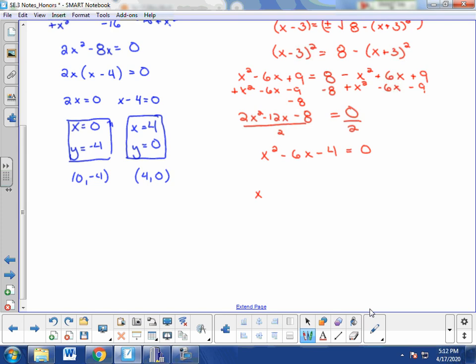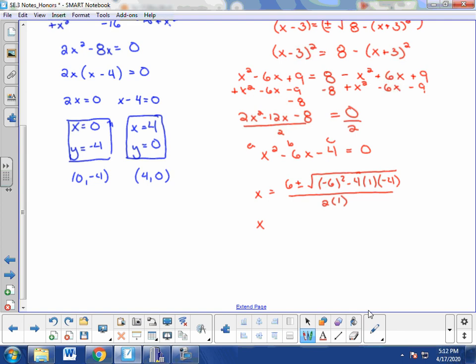But if it's not easy to factor, let's make sure that there's actually some answers for this and use the quadratic formula. So negative b, remember a, b, c are the coefficients. b is negative 6, so negative b would be positive 6, plus or minus the square root of negative 6 squared minus 4 times a, which is 1, times c, which is negative 4, all over 2 times a, which is 1.